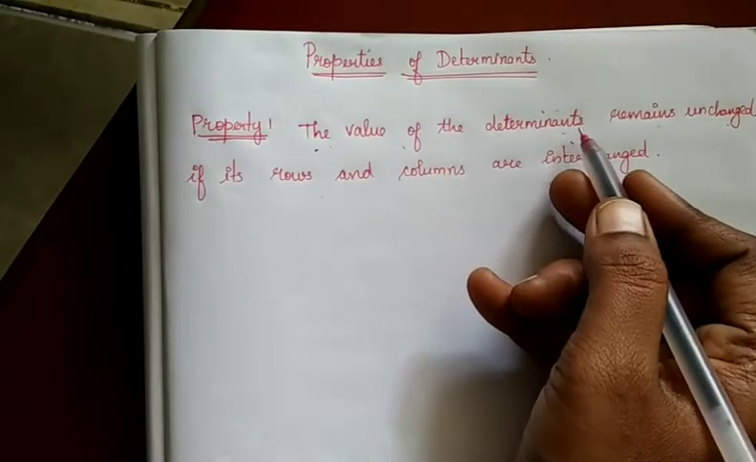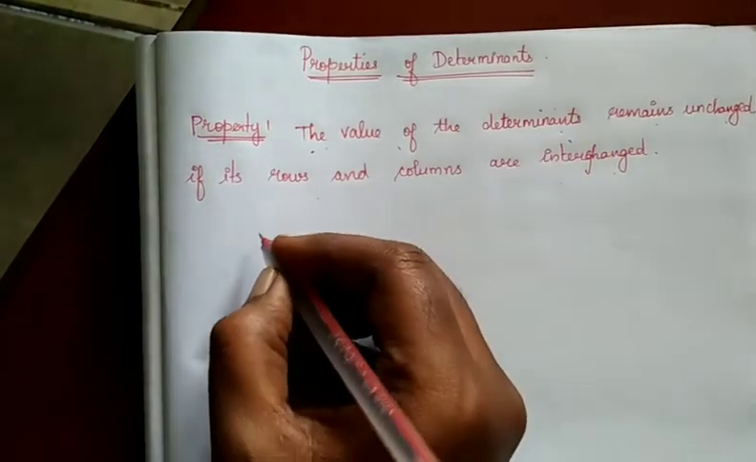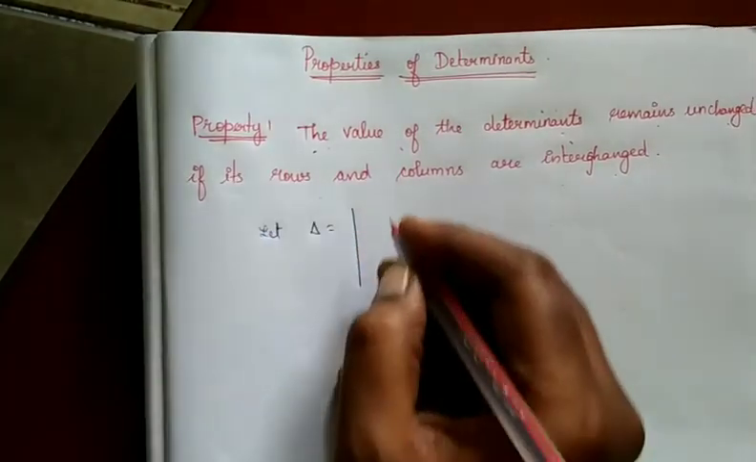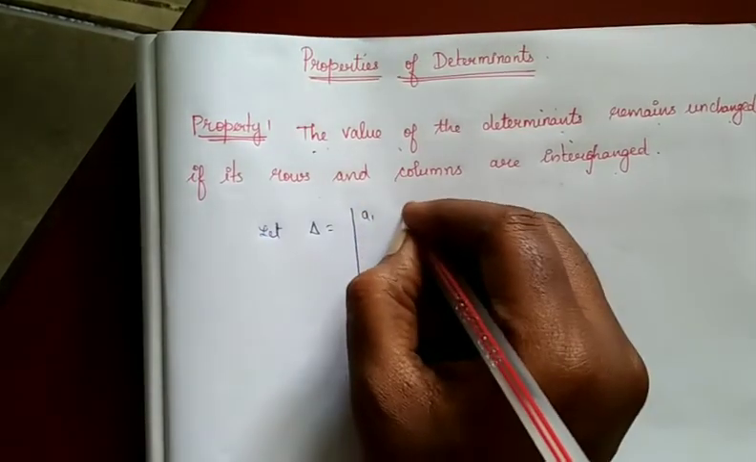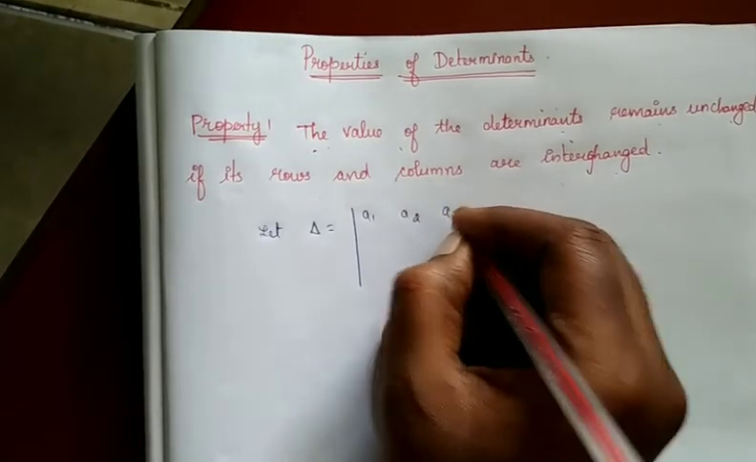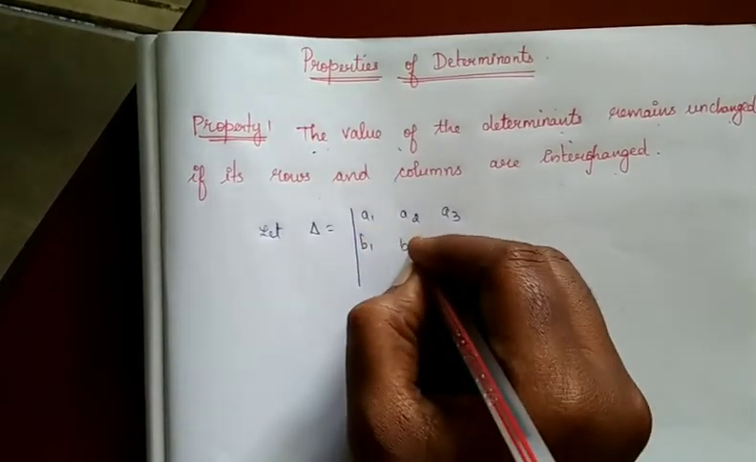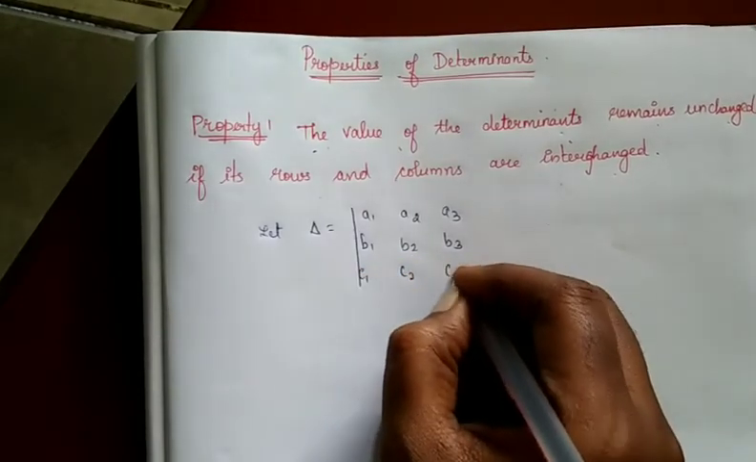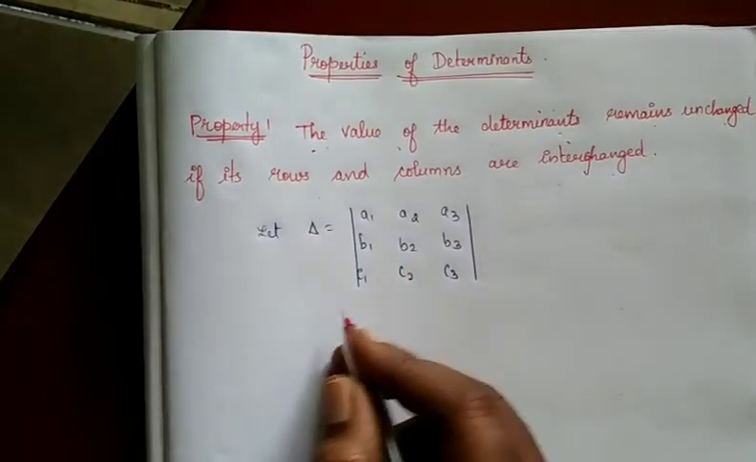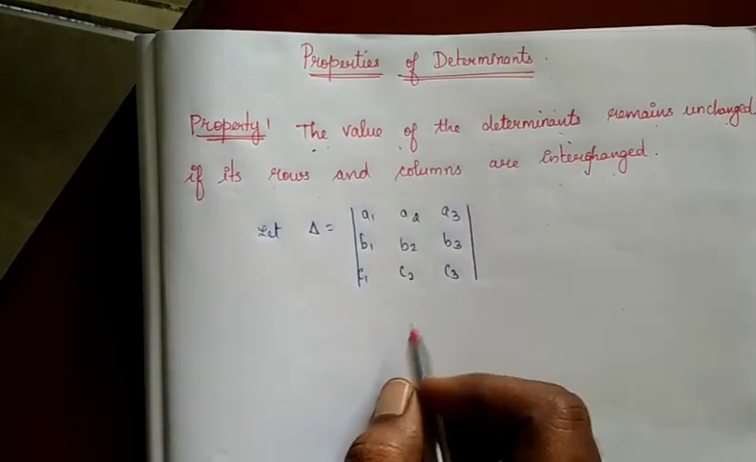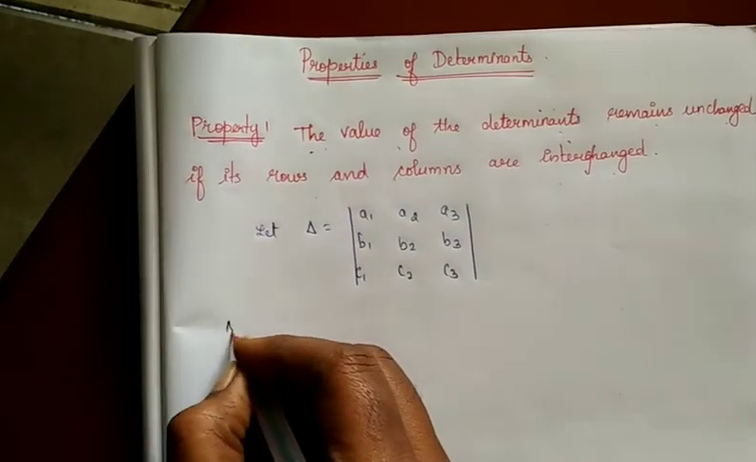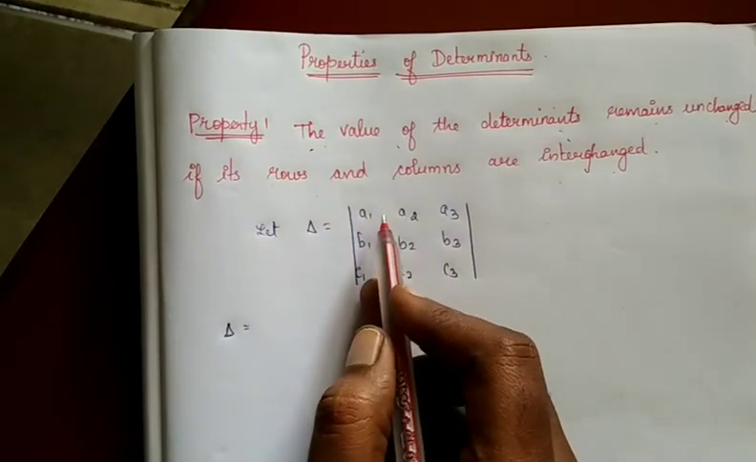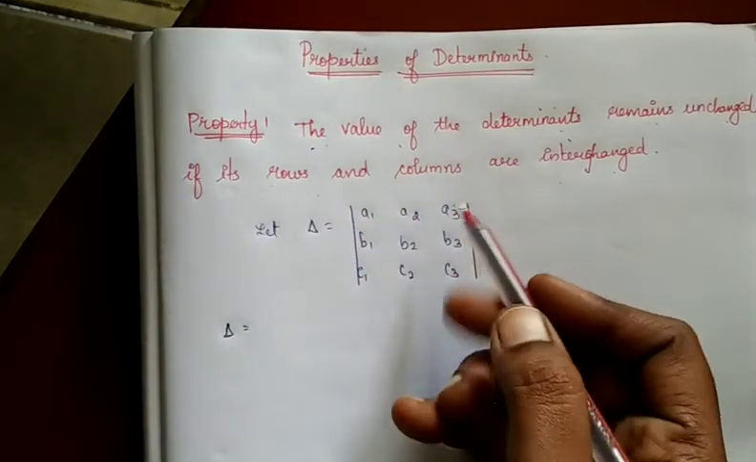First, let us write the value of the determinant. Let the determinant be equal to a1, a2, a3, b1, b2, b3, c1, c2, c3. Now for this, let us write its value. So the determinant is equal to, expanding along the first row.